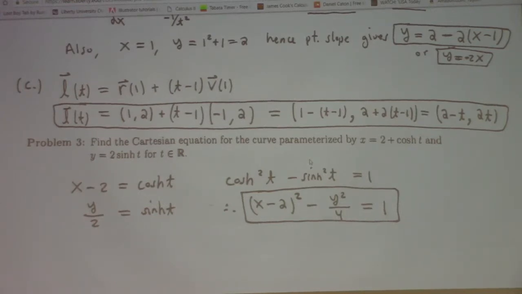A lot of you missed part B of the previous problem, but got this with bells and whistles. You just did this easily. To me, this problem is kind of harder than that one, but whatever. Anyway, the point is cosh squared minus sinh squared is 1, so you can solve that for cosh, you can solve that for sinh, and then there you go, that's the equation.